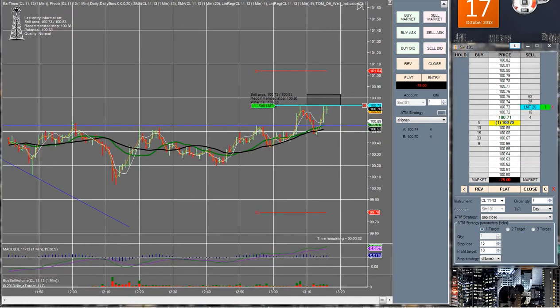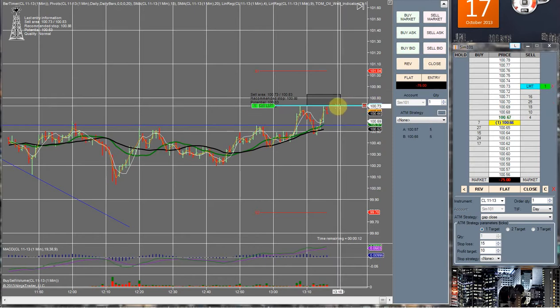Alright, we're about 1 tick from getting entered into this trade for a sell. As you guys can see here, it's popped up to 100.72 several times now, but did not quite touch it, didn't tick over.